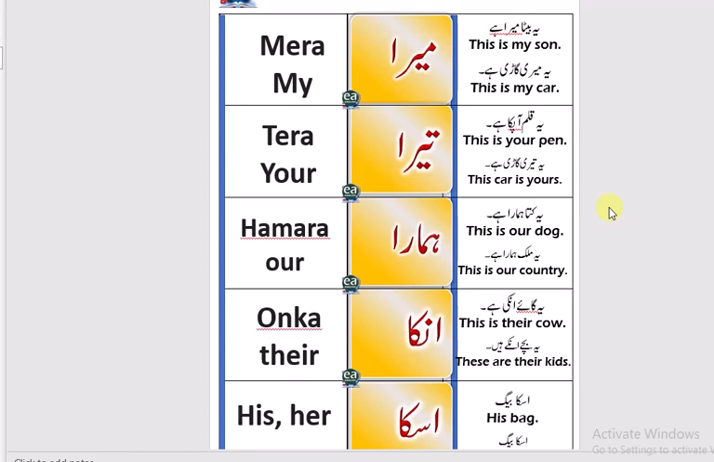Heather, what are you writing? I am writing this, mera, tera and their meanings. Okay. I'm on the last one. I guess you are on iska. Yeah.